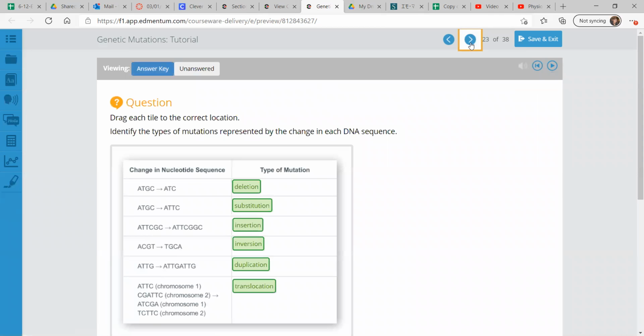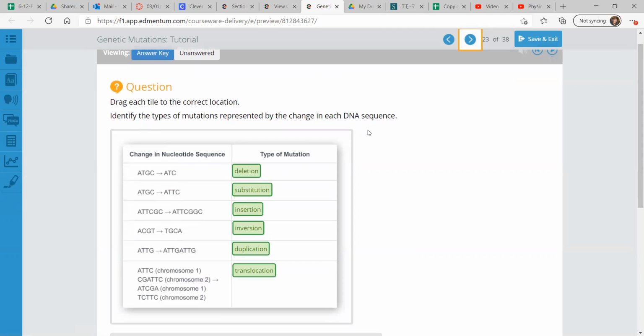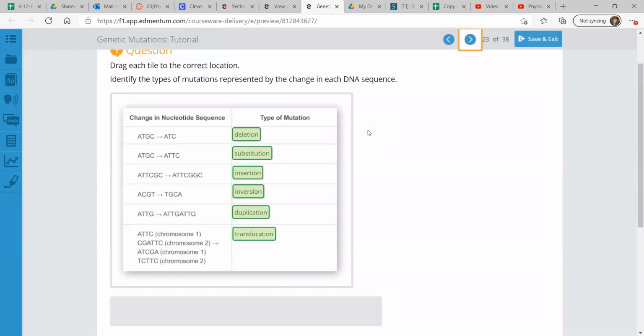Okay, so identify the types of mutation represented by the change in each DNA sequence. So we have ATGC, and the G is deleted, that's deletion. We have ATGC moving to ATTC, that is a substitution. The G is substituted out for T. ATTCGC to ATTCGGC, they have inserted a G between the C and G here.